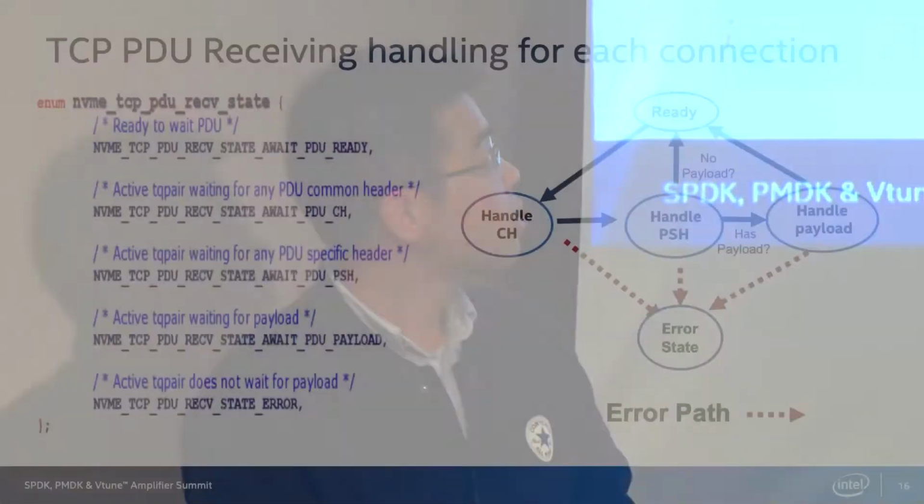The third scope is about the NVMe TCP PDU handling. Here, we follow the spec to use a state machine to track all the statuses. And the fourth is about the NVMe TCP request life cycle handling. We also use a state machine to track it. More details can be seen on the following page.